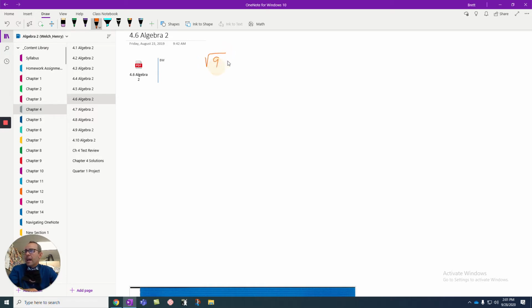The square root of 9 is positive or negative 3. We have to pick one, but if we were to pick one, say 3, it's 9 because 3 times 3 equals 9, or negative 3 times negative 3 equals 9. We can prove that this does work. It's multiplying a number by itself to produce the result.